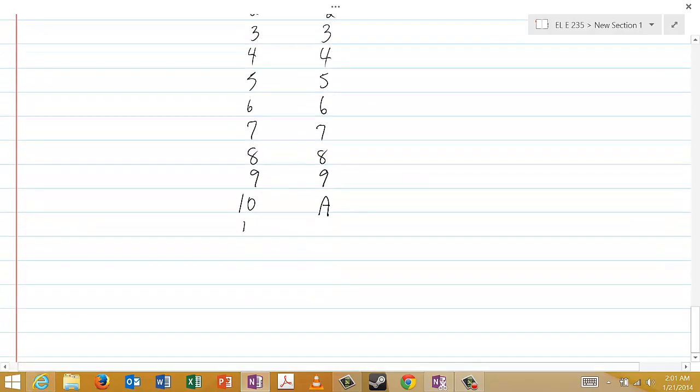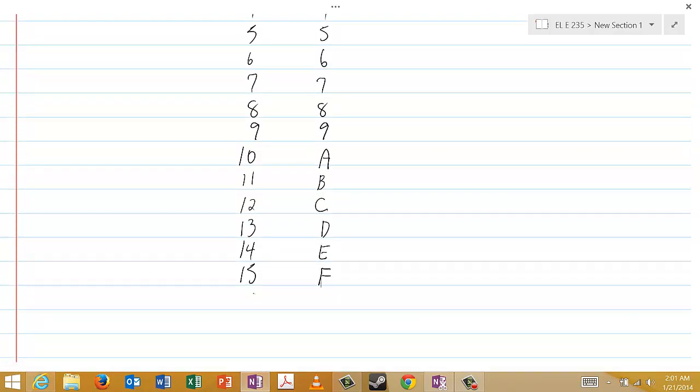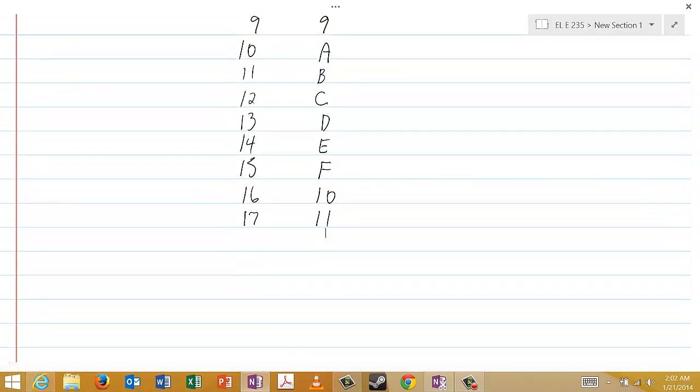And likewise, for 11 we have B, for 12 we have C, for 13 we have D, for 14 we have E, and for 15 we have F. And finally, when we get to 16, then we have 1 0. For 17 base 10, that's equal to 1 1 base 16, etc.